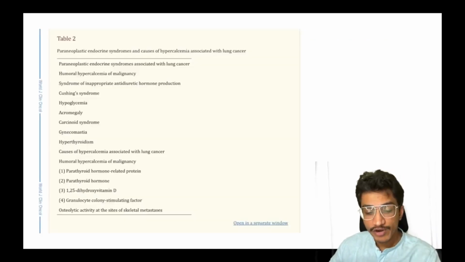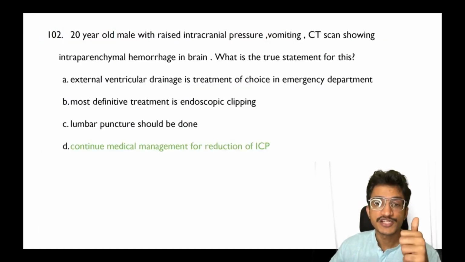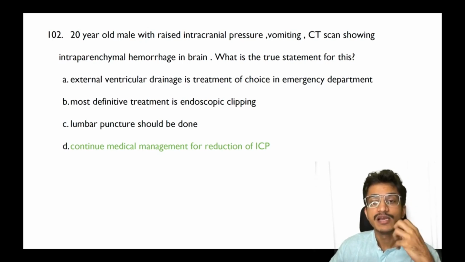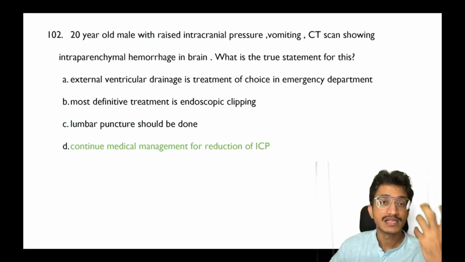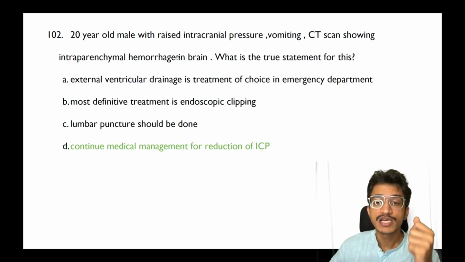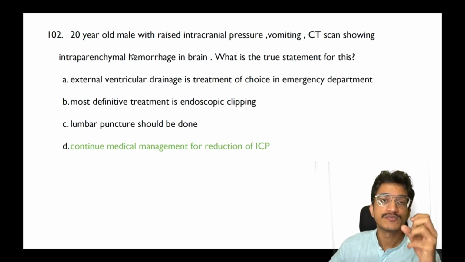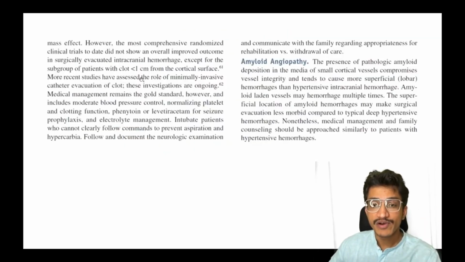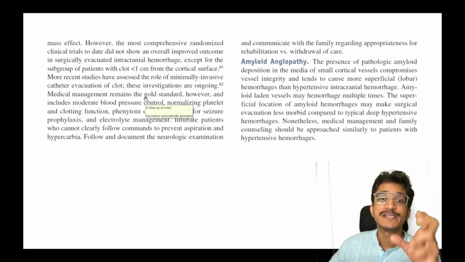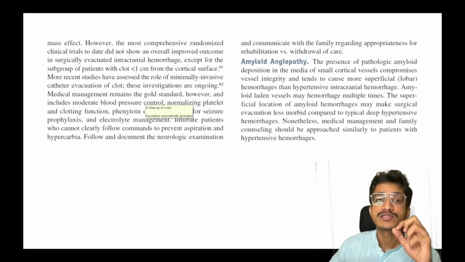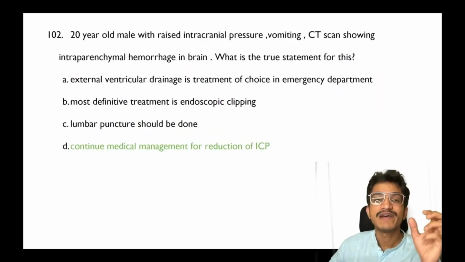So moving on to the next question, that is a young male patient with raised ICP, vomiting, and a CT scan showing intraparenchymal hemorrhage. I think there were some lateral ventricles also which were seen in the CT. There was an image. Now which is the true statement? So usually intraparenchymal hemorrhage you cannot operate, because what I found is that if you go and operate in this patient, sometimes you damage the axons. So it is better to just observe and maintain and reduce the ICP.